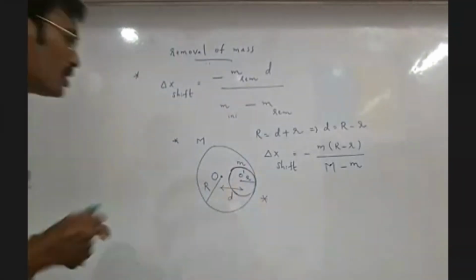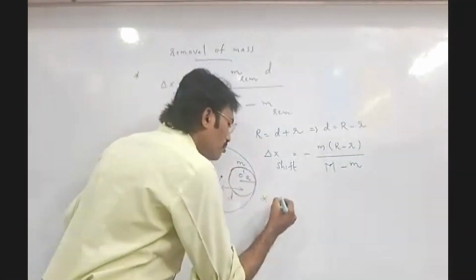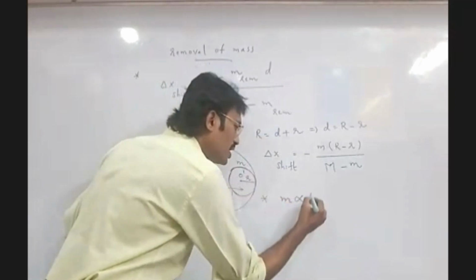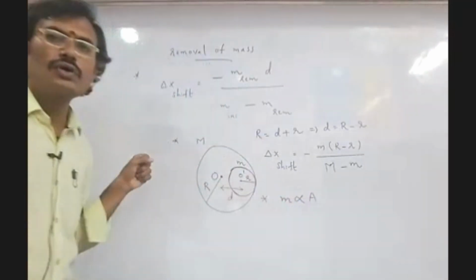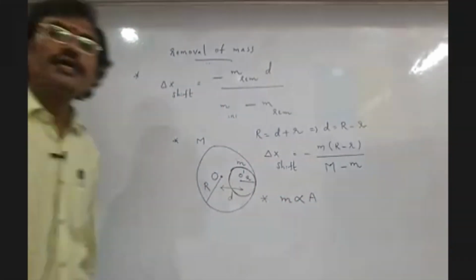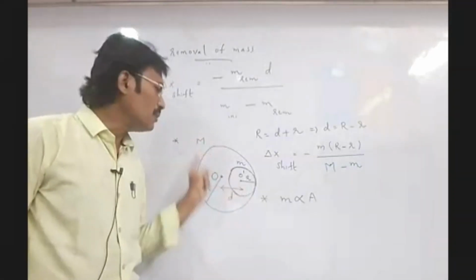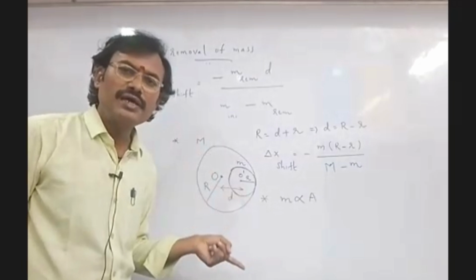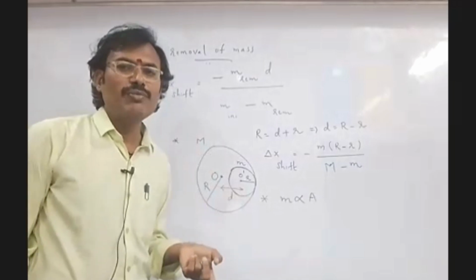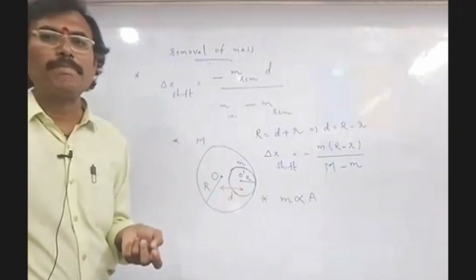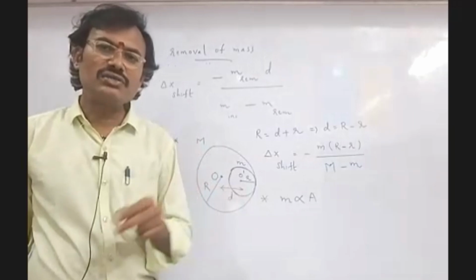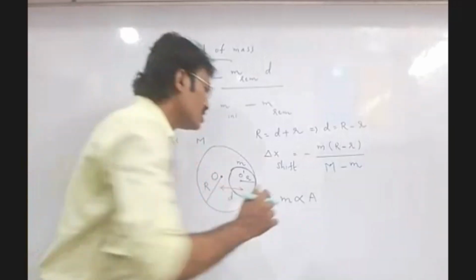In this, it's clear that mass is directly proportional to the area. Mass is directly proportional to area, and this is the shape of a circle, a circular plate. So circle or circular plate, both are the same. What is the area of the circle? Pi r square. Pi is a constant, otherwise you mention it.